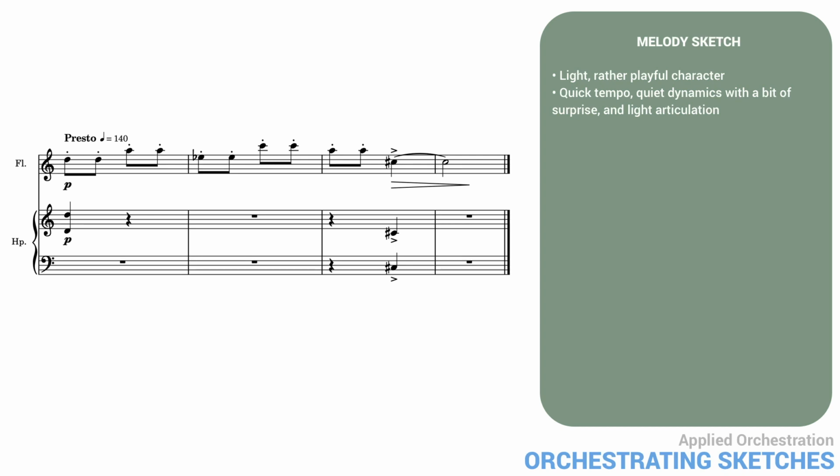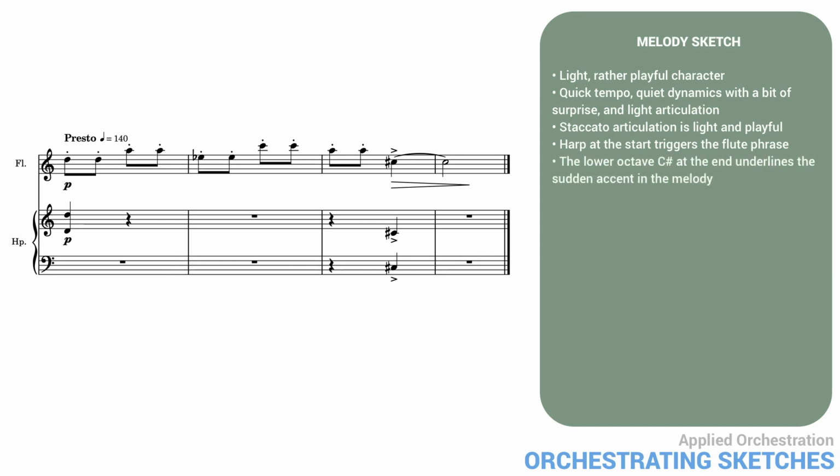The flute in this register is not too loud. The staccato articulation is light and playful. The harp at the start triggers the flute phrase, and then the lower octave C sharp at the end underlines the sudden accent of the melody with a bit of a surprise, the change of register.